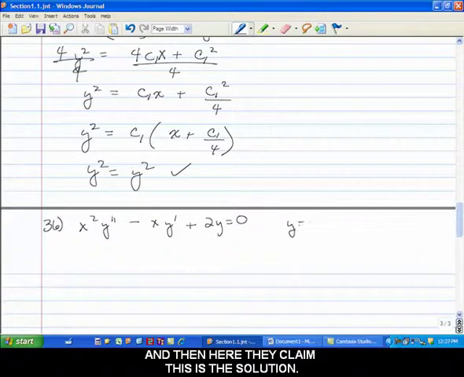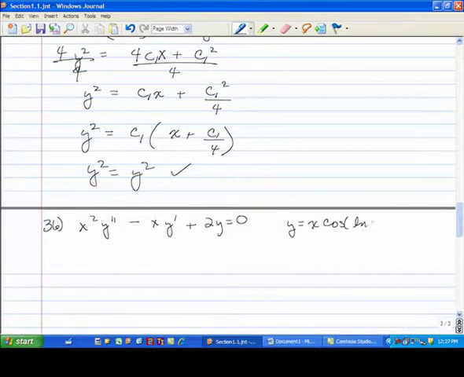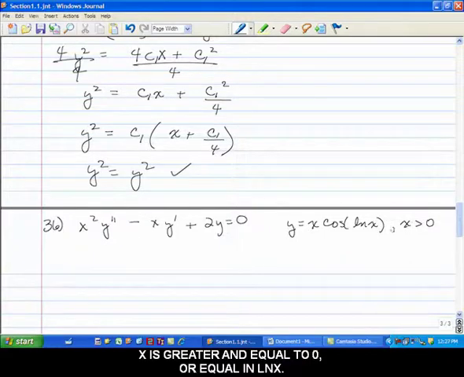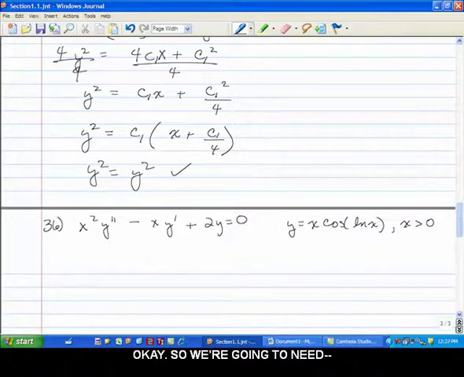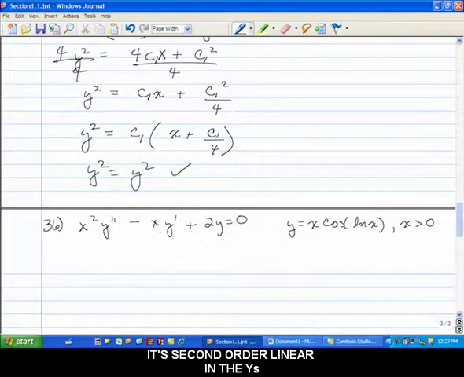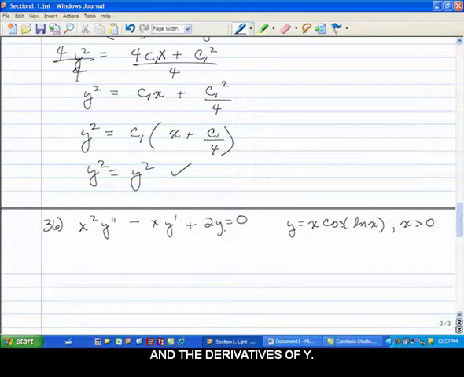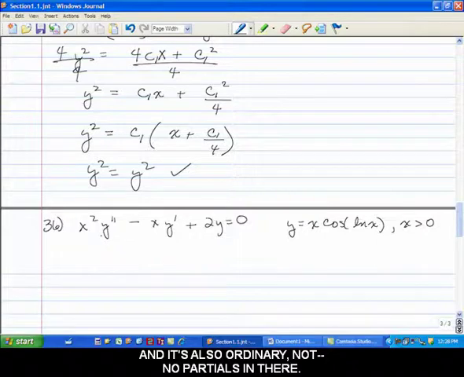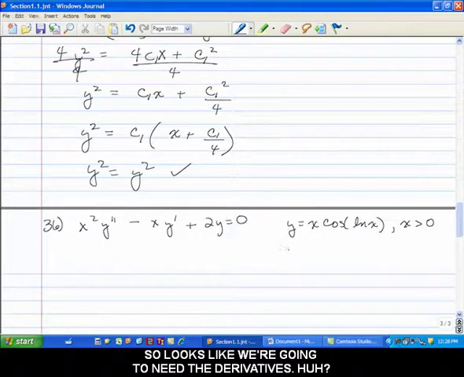And then here they claim this is the solution. And then of course they're saying x is greater than or equal to 0, or we couldn't take ln x. Okay, so you can see that this is second order. It's second order linear in the y's and the derivatives of y. So second order linear, and it's also ordinary, no partials in there. So looks like we're going to need the derivatives.